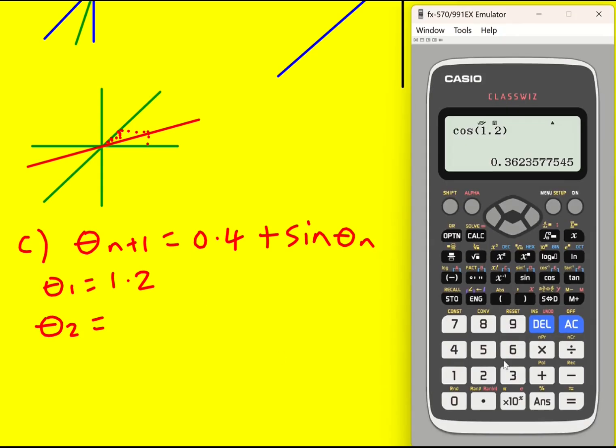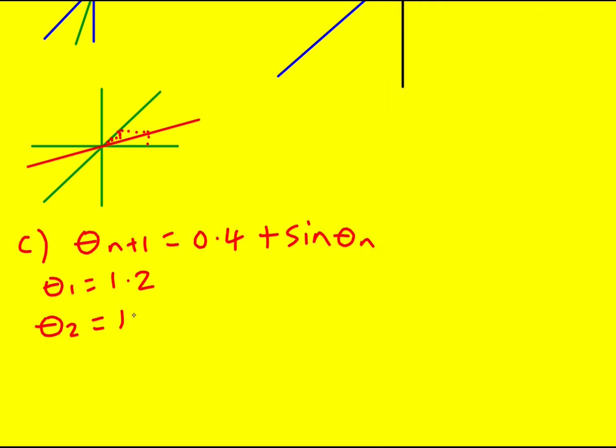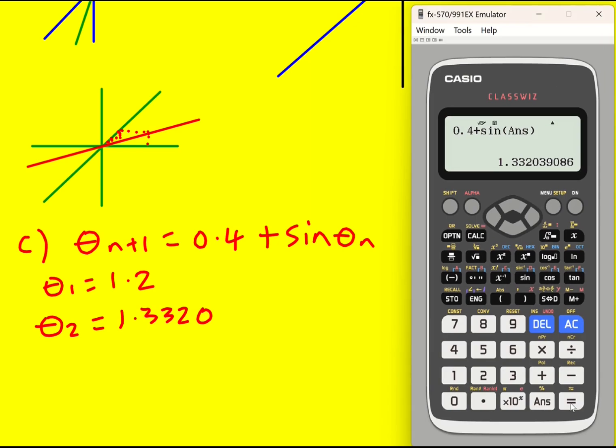That's the aim. Right, there's a definite way to do this, and it is to put in your starting value first and press equals. So it's stored in the answer button, and then go 0.4 plus sine of the answer, which in this case is 1.2, and get your next iteration. So in this case, 1.33203. I'm just going to write it down to 5 figures, not necessarily 5 significant figures, but 5 figures, because I'm interested in the first 4. And then you can just keep pressing equals, and it will now put in this new value as my answer.